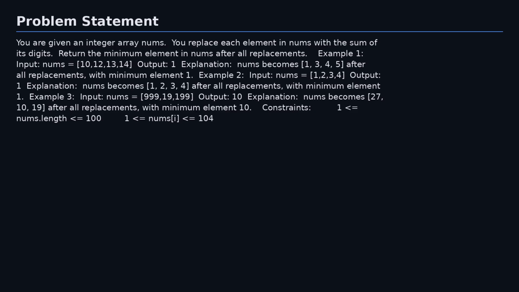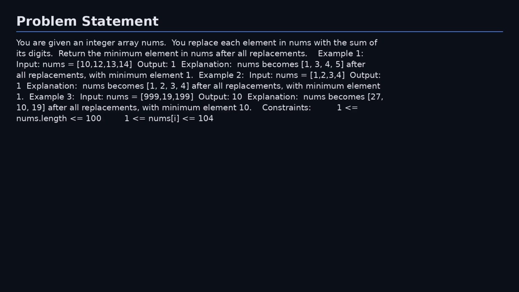The problem states that we have an array of integers, and we need to find the minimum element after replacing each element with the sum of its digits. This means that we need to take each number, break it down into its individual digits, and then add those digits up to get a new number. The smallest of these new numbers will be our answer.